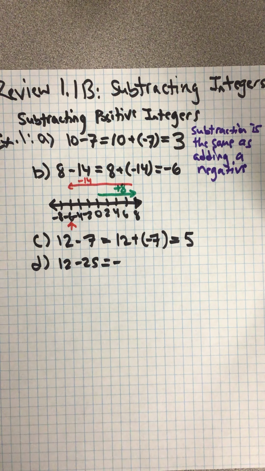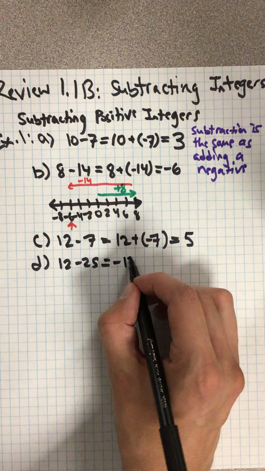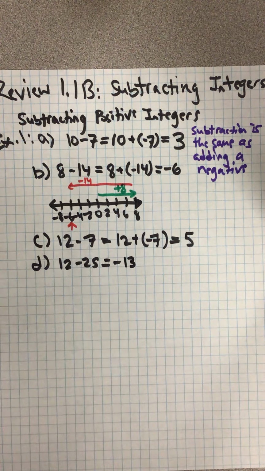Regardless, once you work through this problem, if you need to, pause the video here and spend a moment trying to figure out what it is. Once you work through this problem, you should eventually find that it is negative 13. Notice, 12 plus 13 is 25. So we would expect that 13 would be the answer when we're finding the difference between 12 and 25.